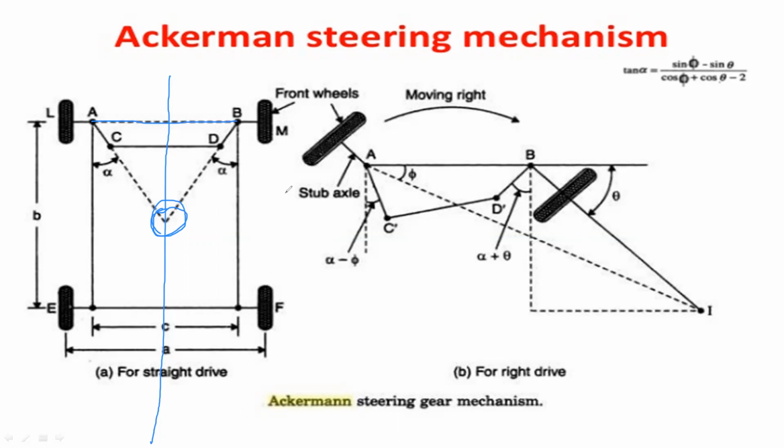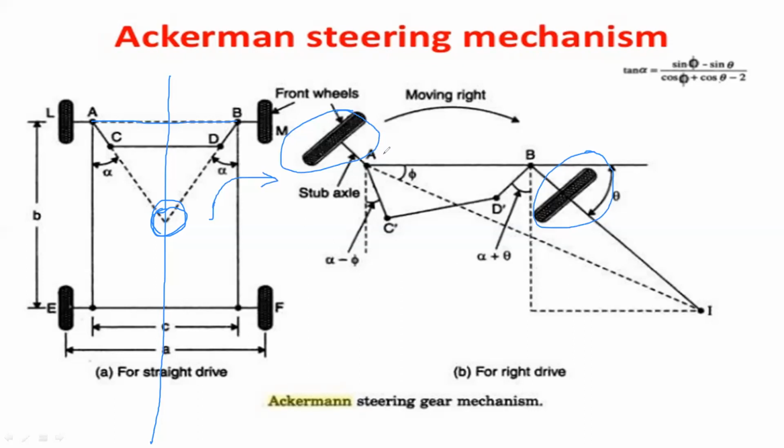Whenever turning occurs, suppose the wheels are moving right, the vehicle should turn to the right side of the road. So how do the wheels move? What is the angle on this right side turning? You can see the stub axle.